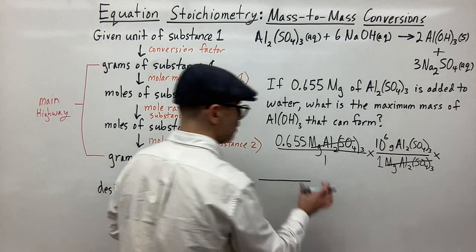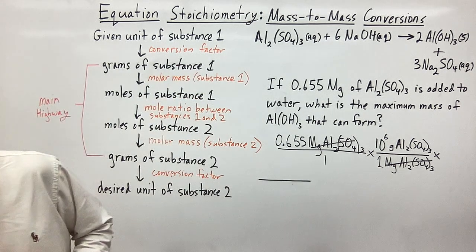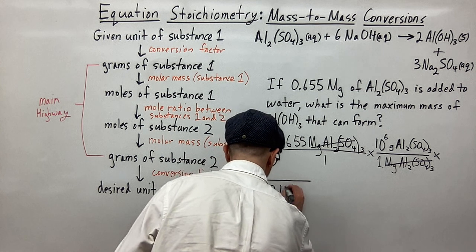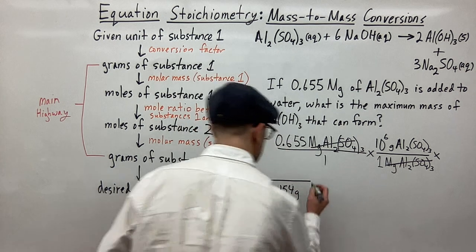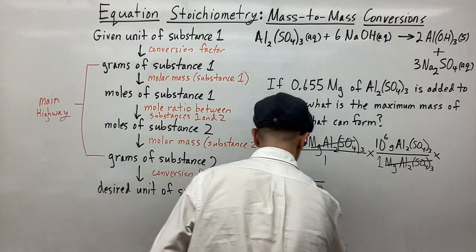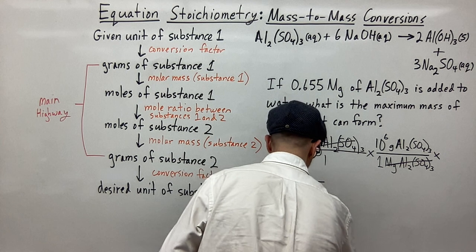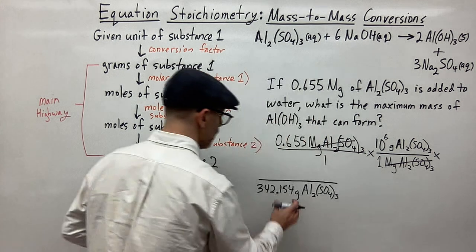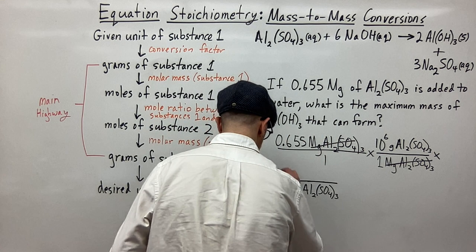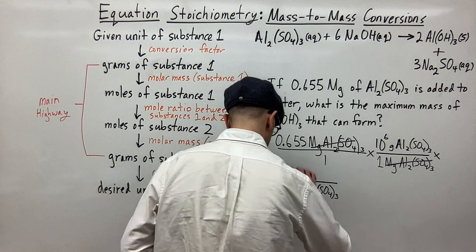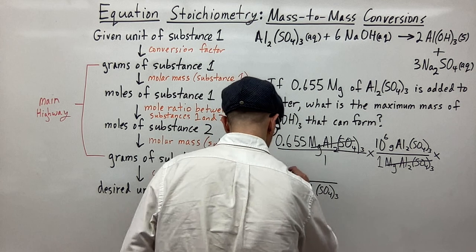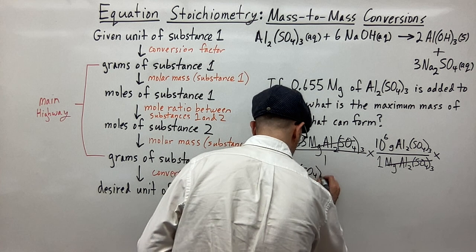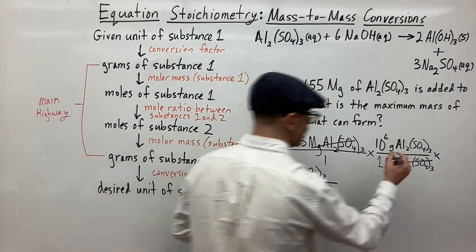Since I have grams on top, I'm going to have grams on the bottom. What did I calculate? 342.154 grams is the molar mass. That's the mass of 1 mole of Al2(SO4)3. And that's equal to 1 mole. So now the grams cancels out.